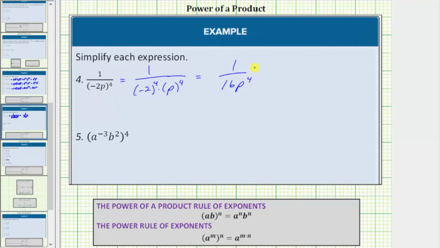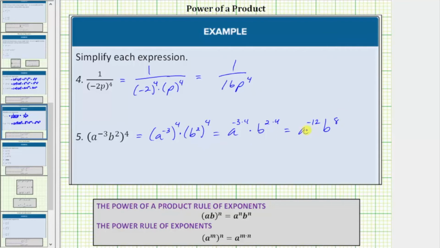And now for the last example, we have the base of a raised to the power of negative 3 times b squared, all raised to the power of 4. Because the exponent of 4 is outside the parentheses, we're going to raise both factors of this product to the fourth power. This is equal to a raised to the power of negative 3 raised to the fourth times b squared raised to the fourth. In this form, we have powers raised to powers, and therefore we multiply the exponents. This is equal to a raised to the power of negative 3 times 4 times b raised to the power of 2 times 4. Negative 3 times 4 equals negative 12. 2 times 4 equals 8. This simplifies to a raised to the power of negative 12, b raised to the power of 8.